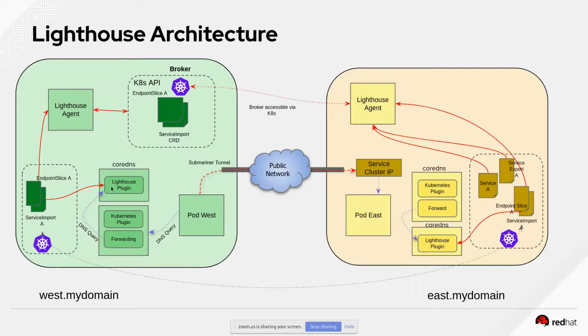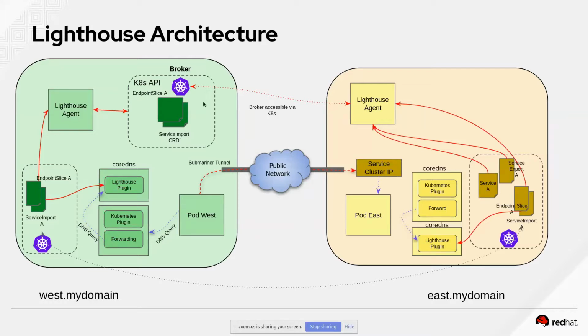Now when the pod over here in the west tries to query for this service using clusterset.local, it first goes to the CoreDNS, and CoreDNS has a Lighthouse plugin that we have written, which forwards any queries with clusterset.local in the FQDN to the Lighthouse DNS, which reads the service import and endpoint slice information to return the IPs. So that's the basic gist of it.